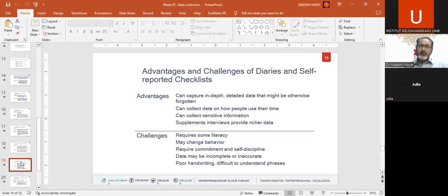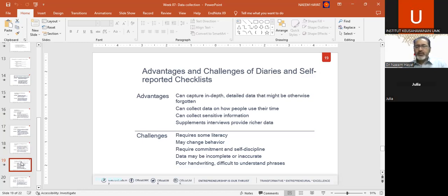A challenge is that it requires some literacy, because many people don't like to write a diary since it requires effort, and literacy in writing in any language. It may also change behavior. Many people may have a different meaning now compared to years ago when they were students. It changes. They may not have the same understanding or the same behavior they had sometimes.